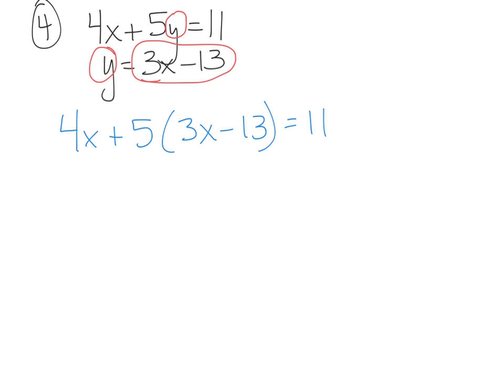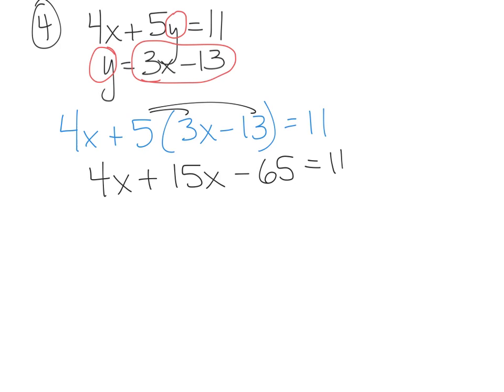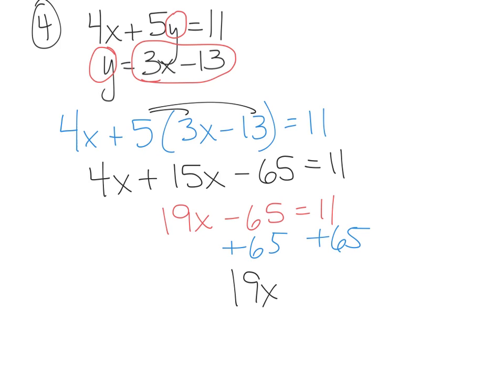Now again, you guys have been rocking it out at this. You know to distribute this. So you ended up with 4x plus 15x minus 65 is equal to 11. You've been doing great. So now we're combining like terms, and these are pretty easy here. 19x minus 65 is equal to 11. Let's go ahead and add 65 to both sides. And you get 19x is equal to 76. Divide both sides by 19. And you end up with x is equal to 4.